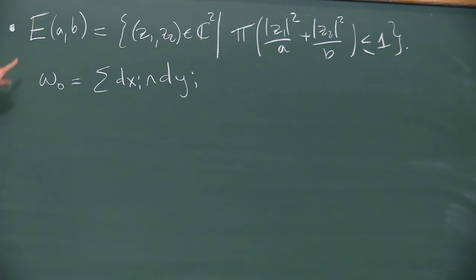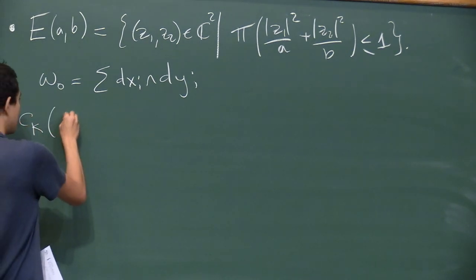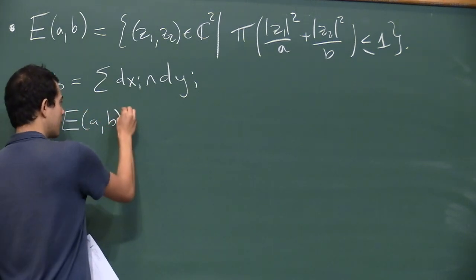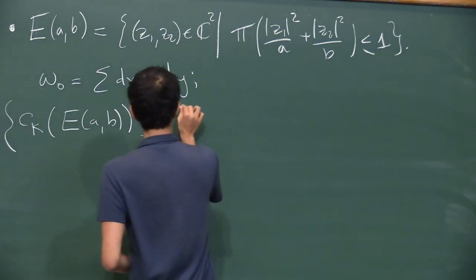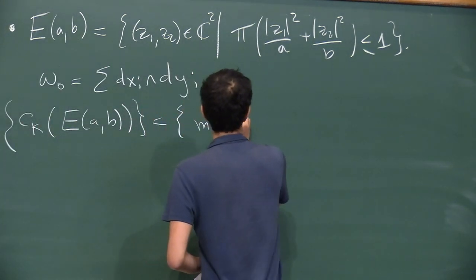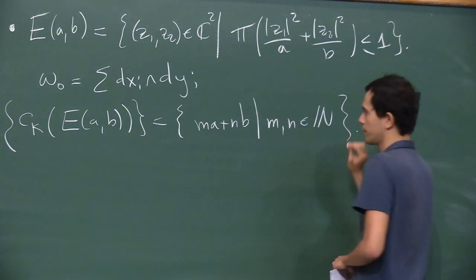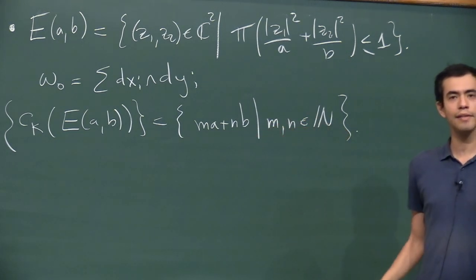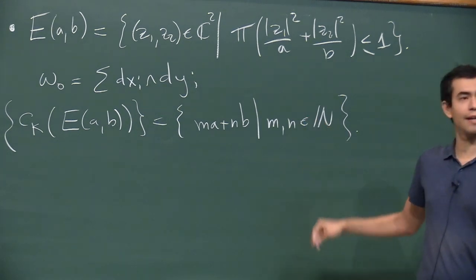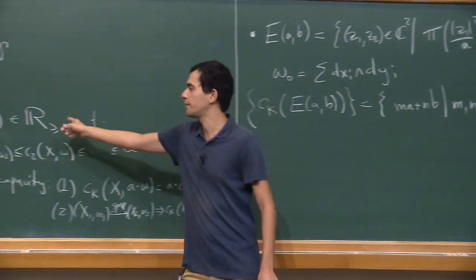So when you restrict that to the ellipsoid that makes the ellipsoid a symplectic manifold with boundary, then the ECH capacities of these are a sequence of numbers. And I'm going to tell you what the whole sequence is. This is just the multi-set of ma plus nb, where m and n are natural numbers, here including zero. So you take all the linear combinations of a and b, where m and n are natural numbers, and you put them in increasing order. And then you get all these numbers.